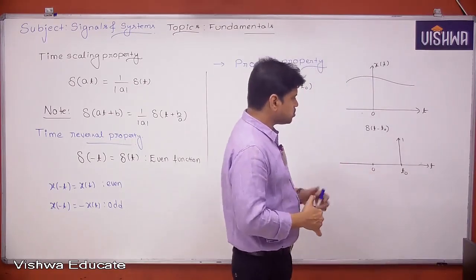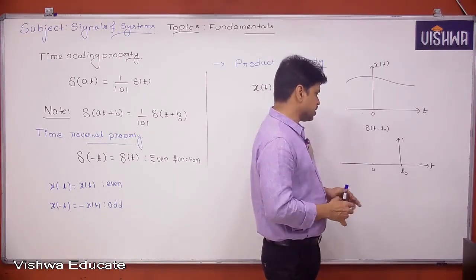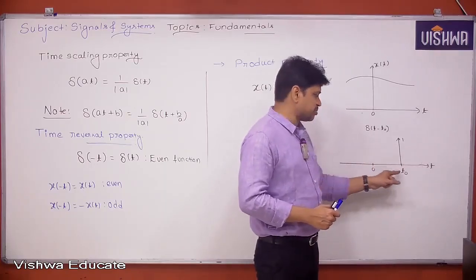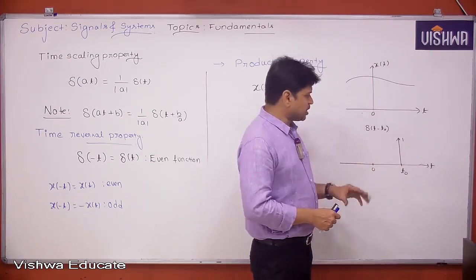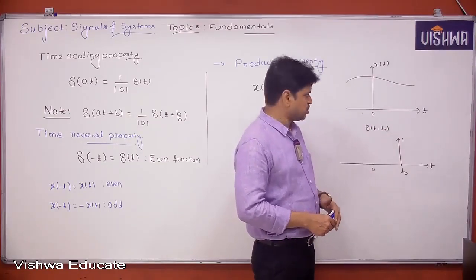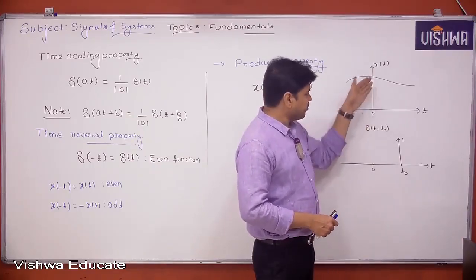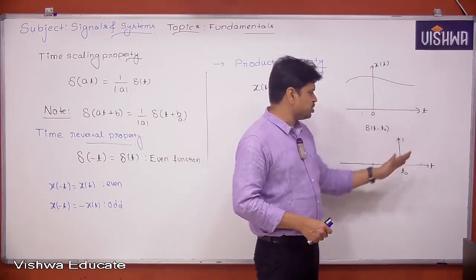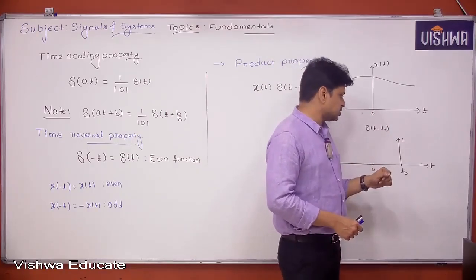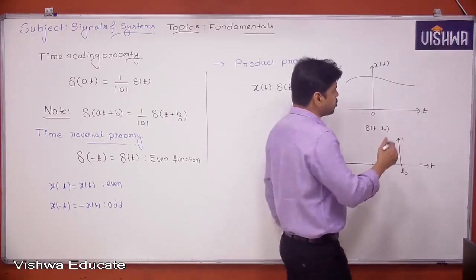Okay, now try to understand. If I multiply these two signals, at each and every instant of time the impulse function is 0 except at t naught. At t naught its amplitude is infinity and its area is equal to 1. If I multiply this signal with x of t, then everywhere the product of amplitudes is going to be 0, since 0 multiplied with something has to be 0. But at t naught the amplitude is infinity, so at t naught, what is the amplitude of the x of t signal?